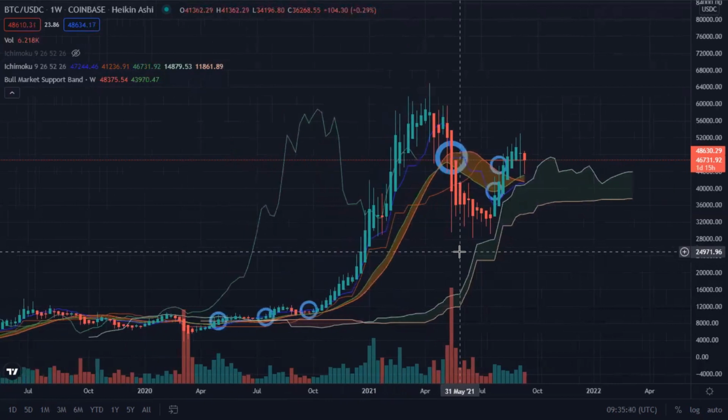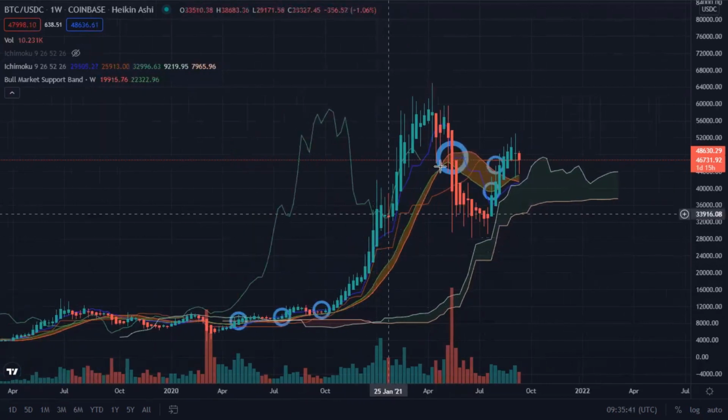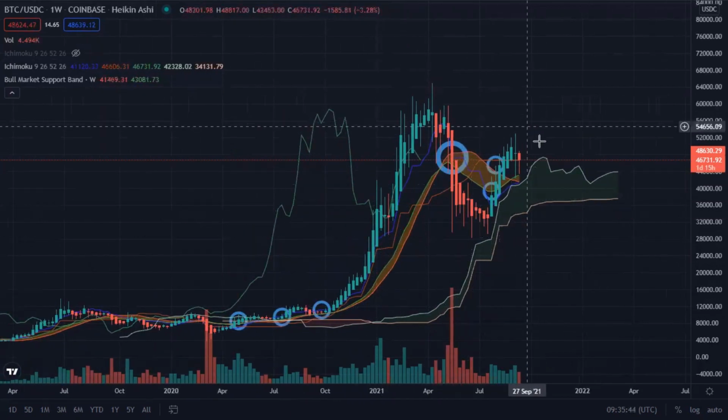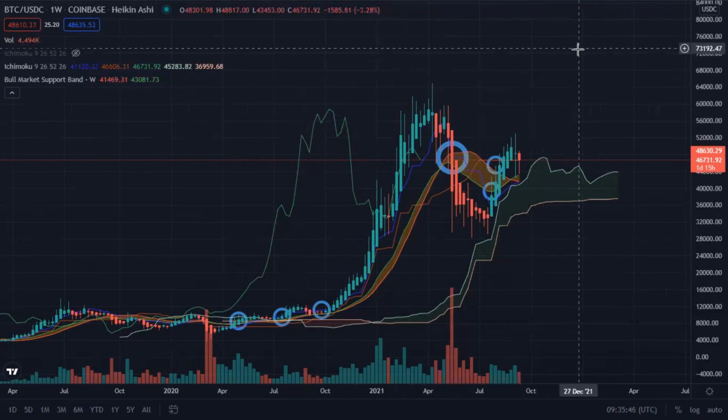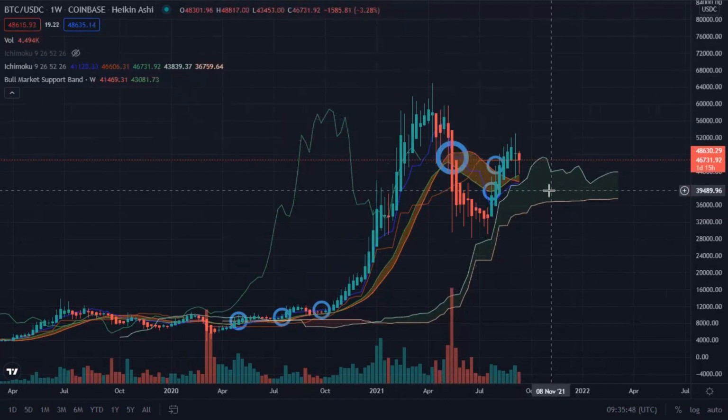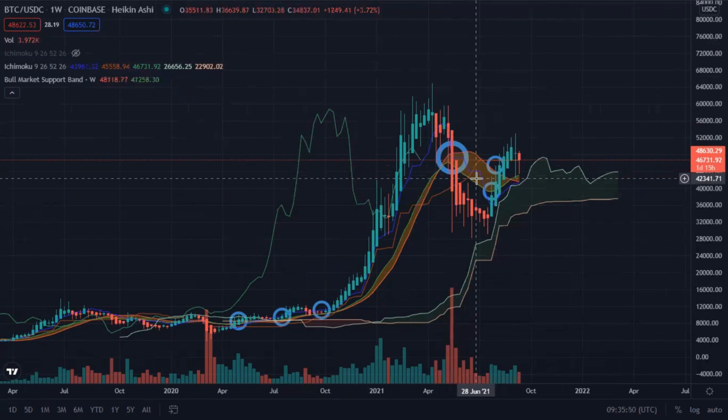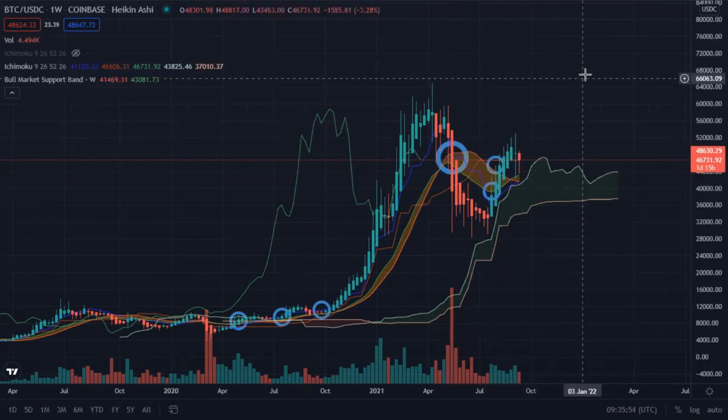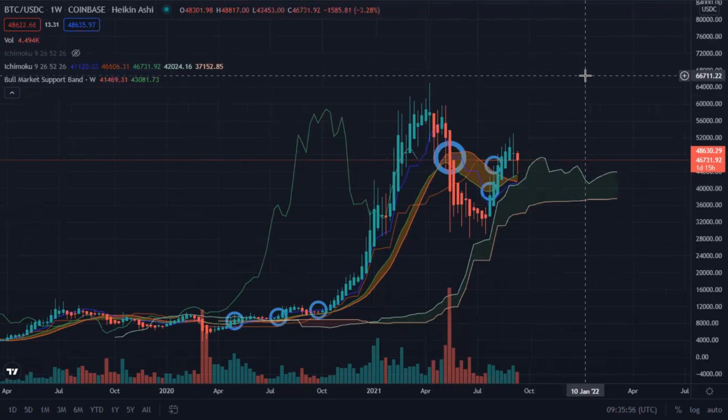Okay, yeah. And it's climbing through these mountains on the cloud, going up, until it goes below the cloud, until it goes below the bull market support. It is bullish, and we expect price to go up.